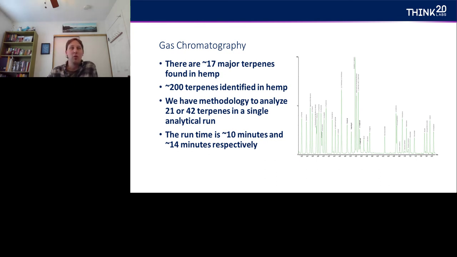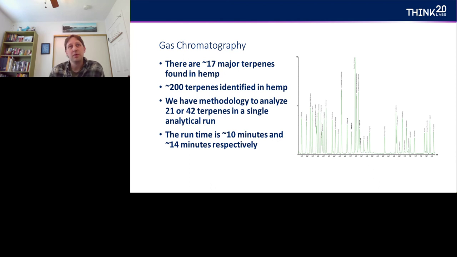So in order for us to run these 200 terpenes, it would take well over an hour, and on a $500,000 plus instrument. So it's not really feasible to measure all those compounds in a commercial type setting. So the runtime for 21 terpenes is about 10 minutes. We're a little bit hindered by the Headspace, so it's about a total from sample injection to complete data collection, it's about 15 minutes. So we can run about 70 plus samples in a day. And then 42 terpenes is a little longer at about 14 minutes.